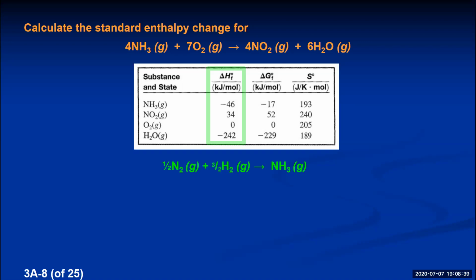Let's go to the value for NO2. It says 34 kilojoules per mole. That's the amount of heat now that's absorbed because it's a positive number when you form 1 mole of NO2 from the 2 elements composing it.